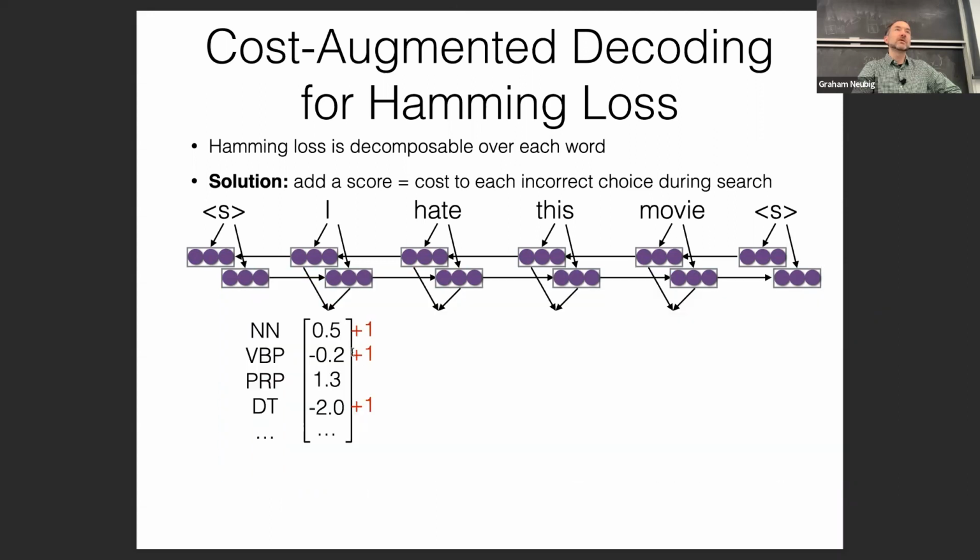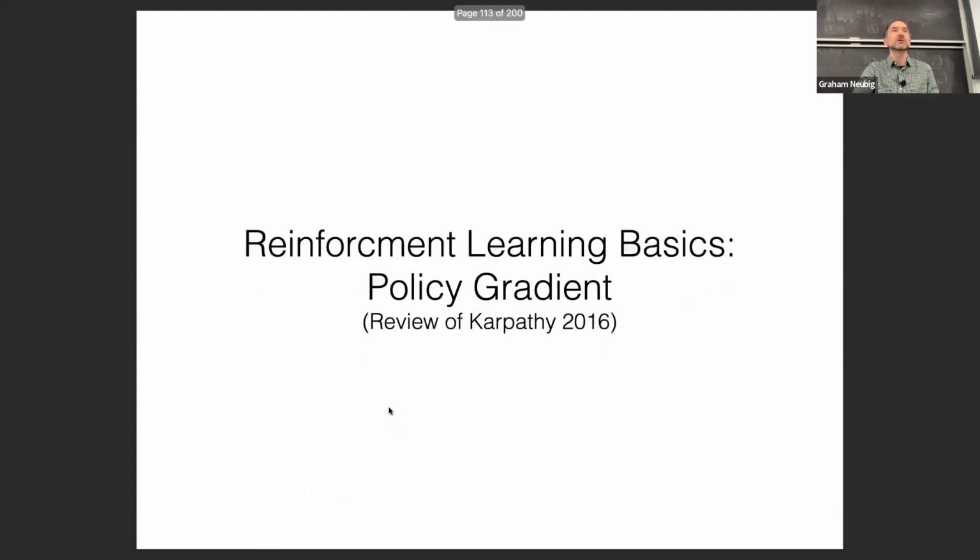We can add a little bit to the score of each decision. And then instead of choosing the output based on the highest scoring tag, which would be PRP, which might be correct in this case, we take the output based on the highest score of the tag plus the cost. So basically what this is doing is making it easier for the model to make mistakes during search, because we're upweighting everything except the correct answer.